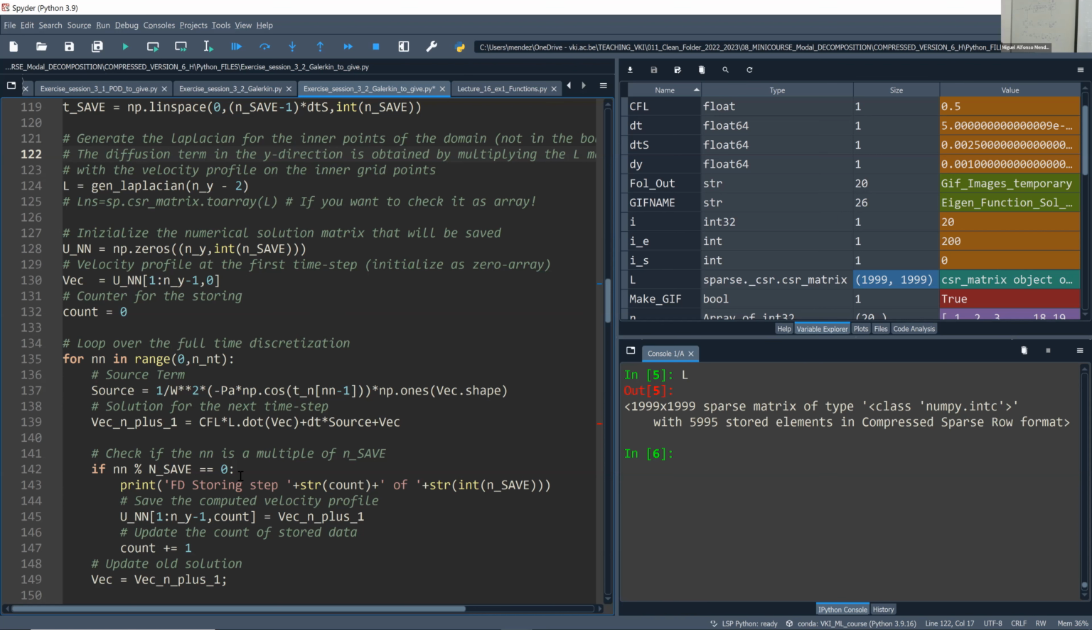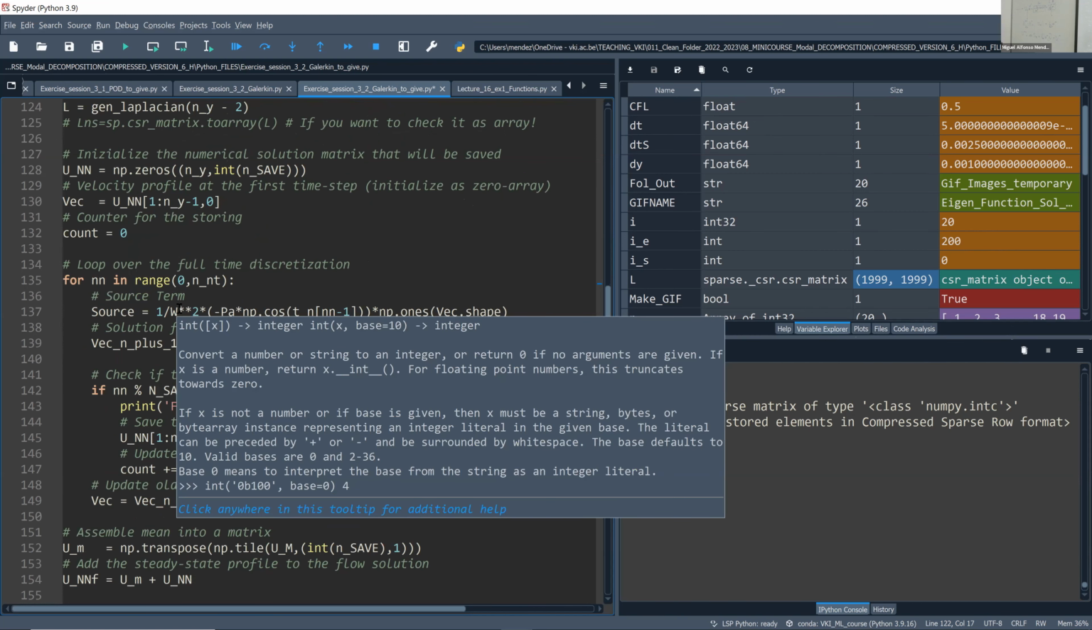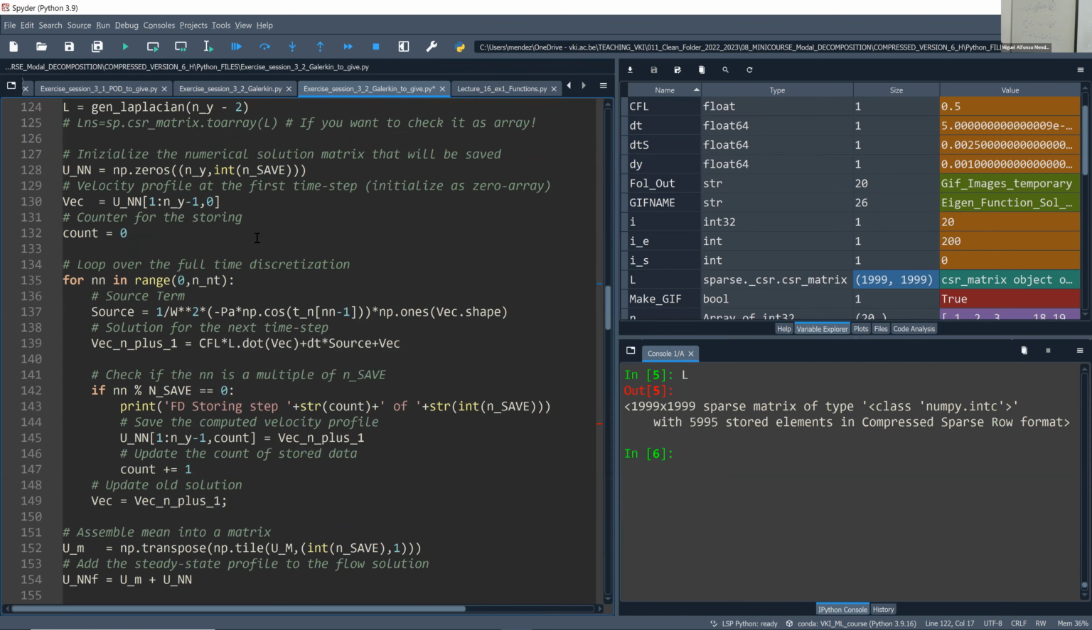So let's see what this code is now doing. You have a for loop. This one is computing the source. Remember that the source has to be a vector, because you're summing it with two other vectors, so it has to be the same size, but it's uniform everywhere. So we are multiplying it by a vector of ones, so it's acting everywhere. Then vec n plus 1 is essentially doing this.